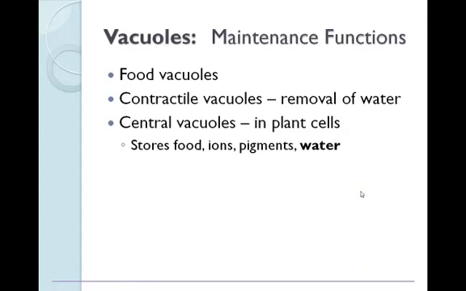Vacuoles are a very important and diverse part of the endomembrane system. Vacuoles perform a variety of maintenance functions, including storing food in food vacuoles, removing water in contractile vacuoles, and storing water and other materials in the central vacuole of a plant cell.